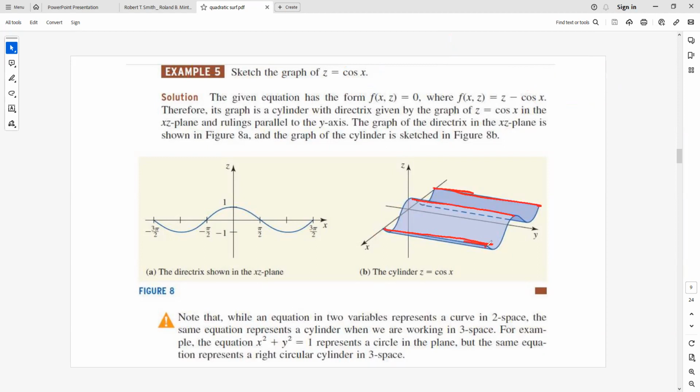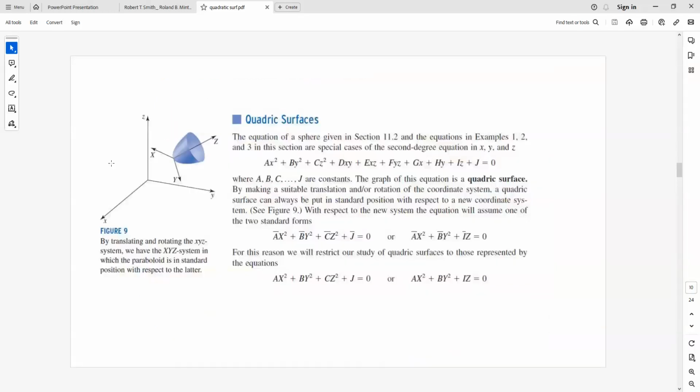The same cross section will be here, and the same thing here. So it's z equals cos x. This is the surface of the given function, z equals cos x. So this is how we can construct these surfaces, right?